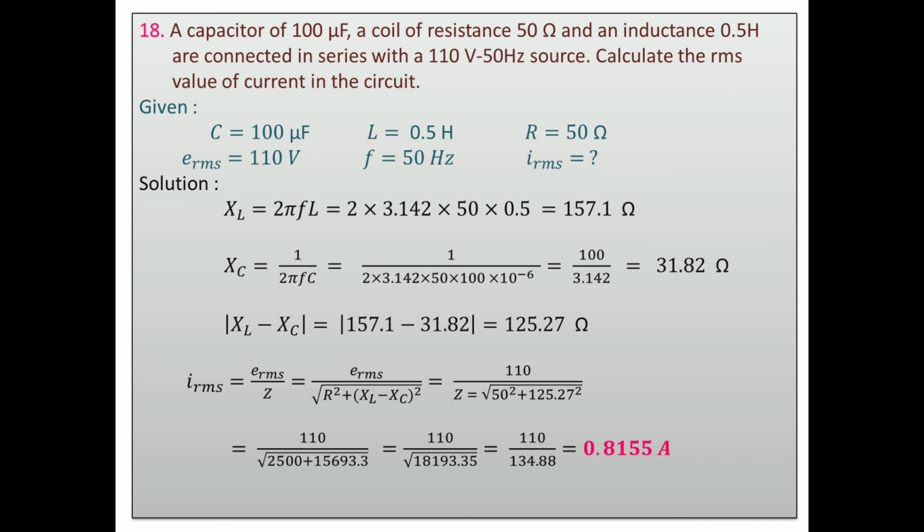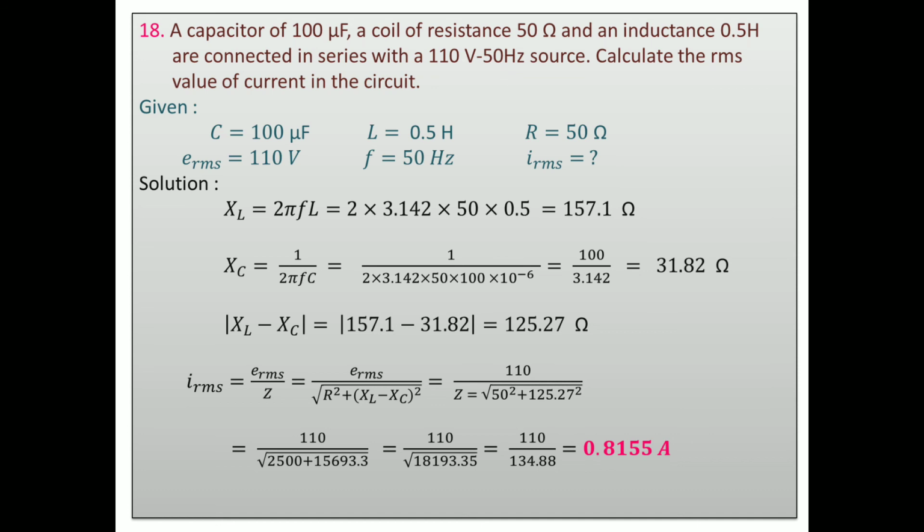Look here, 100 microfarad capacitance is given. 100 microfarad means 100 into 10 raised to minus 6 farad. L is 0.5 Henry inductance and resistance is 50 ohm. And here 110 is the RMS voltage and frequency is given, 50 hertz. We have to calculate IRMS.